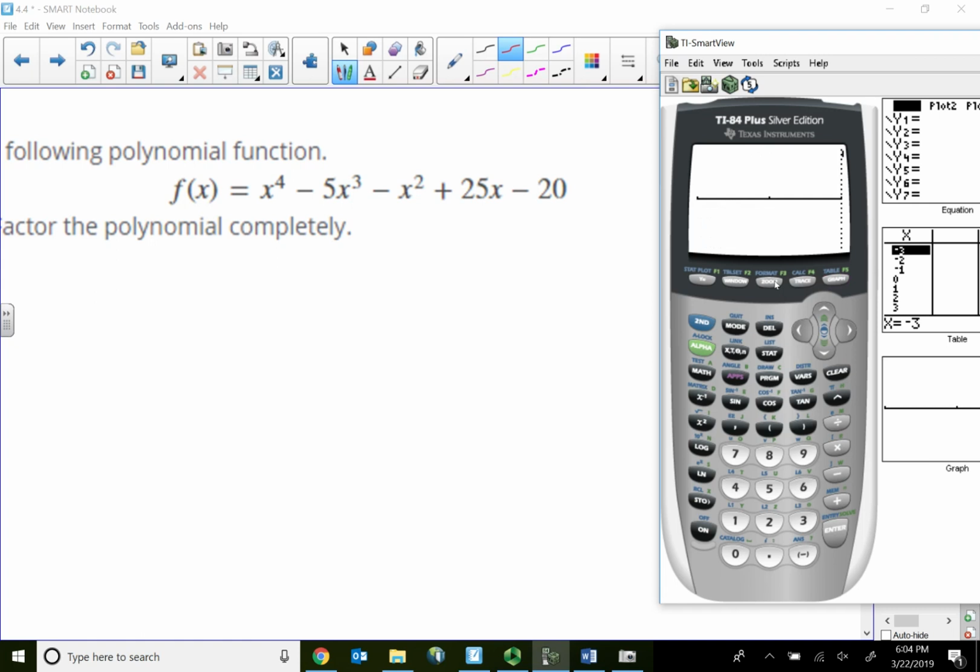Oh, sorry, go back to standard window. Oh, I see it cross one time. Cross, cross, cross, cross. Oh, degree is 4, right? 1, 2, 3, 4. All right, so all 4 of these crossed. So now I just need to know exactly what they are. So let's look on the table.